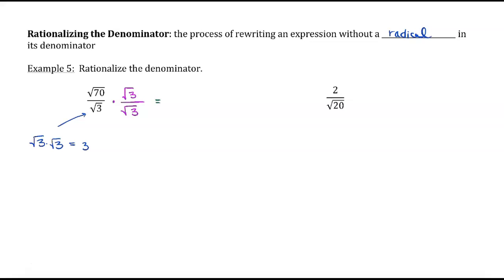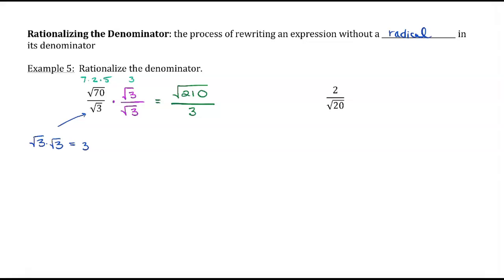Now when we multiply, in the numerator we have root 70 times root 3, or the square root of 210. And in the denominator we have root 3 times itself, or simply 3. Now we need to think through if we can simplify the radical 210. I'll take a quick look at the prime factorizations of 70 and 3. 70 is equal to 7 times 10, or 7 times 2 times 5. And 3 is already prime.